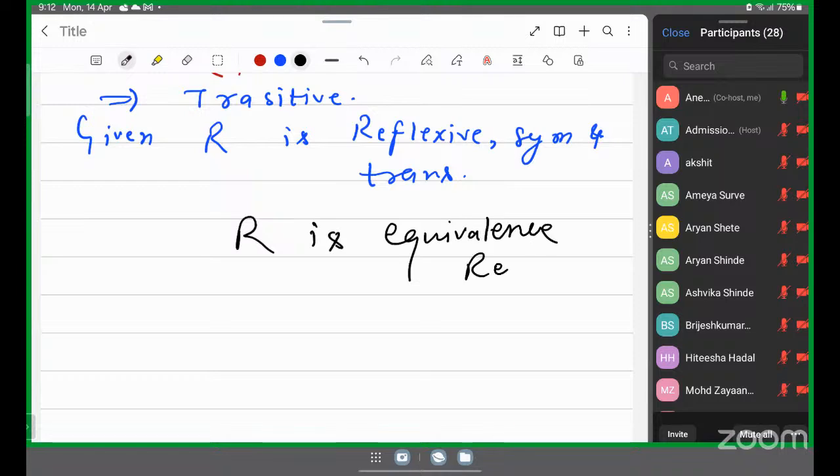Equivalence relation. Because an equivalence relation is a relation which is reflexive, symmetric, and transitive. In this case, relation R is reflexive, symmetric, and transitive. Therefore, it will be an equivalence relation.